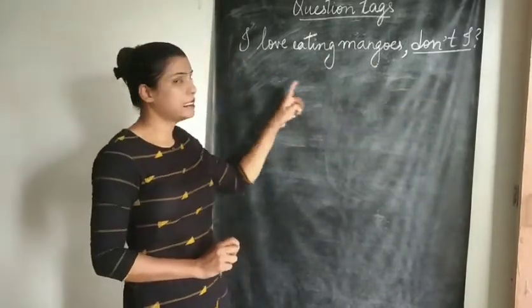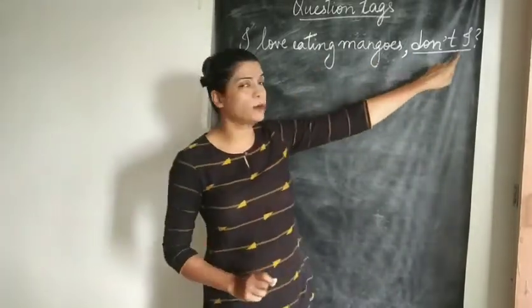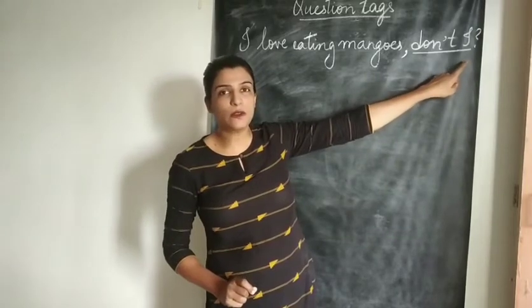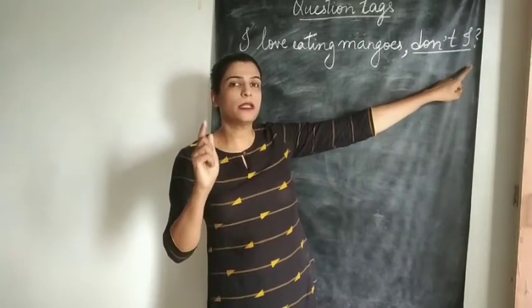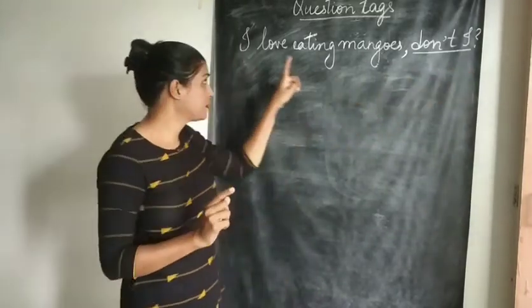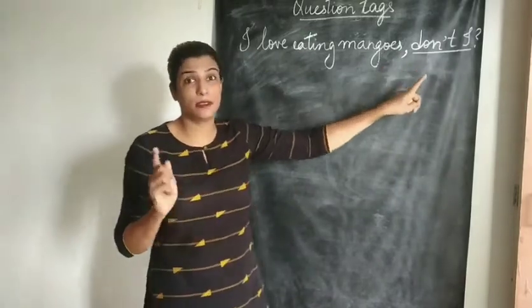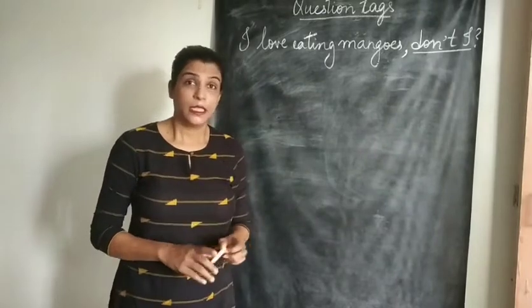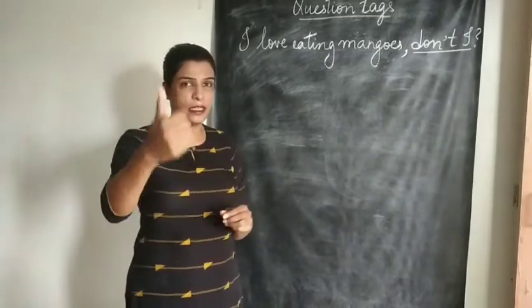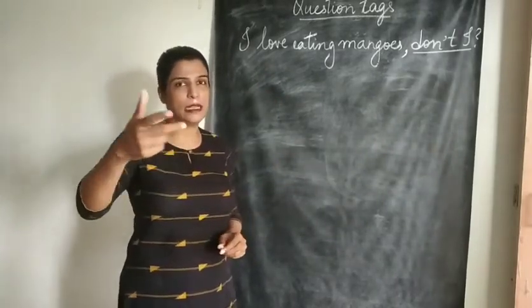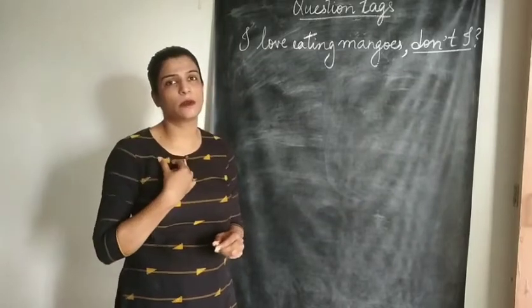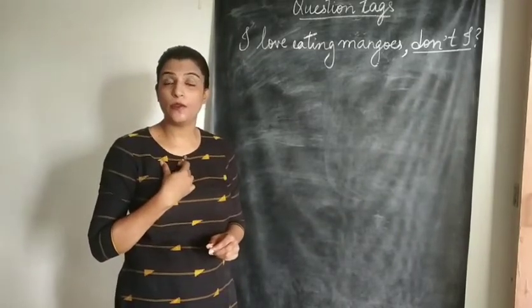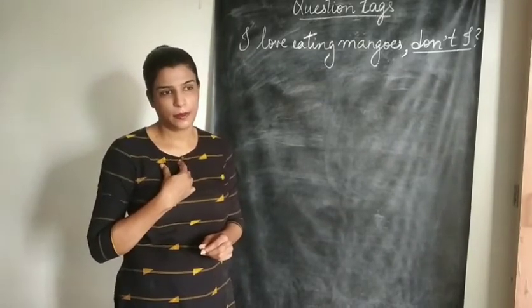Now in this entire combination, these 2 words over here are called a question tag. I love eating mangoes is a statement. The tag is don't I? So the combination of, I repeat, a statement and a short question of 2 words is called a question tag.